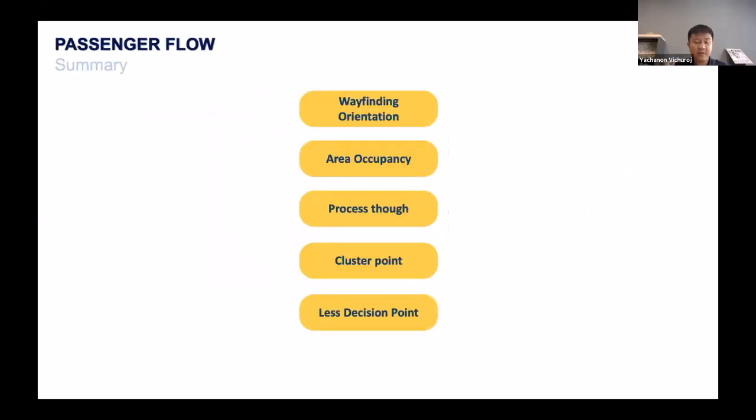From the summary of the passenger flow theory and case studies, I provide five choices. The first one is that we have to focus on wayfinding orientation. The second one is that we have to reduce area occupancy and the process passengers go through, reduce cluster points, and have fewer decision points where possible.